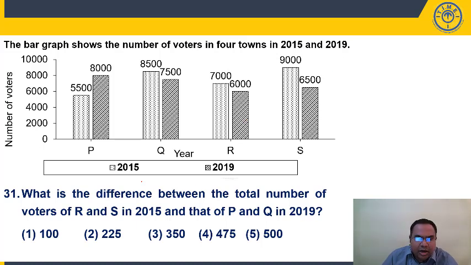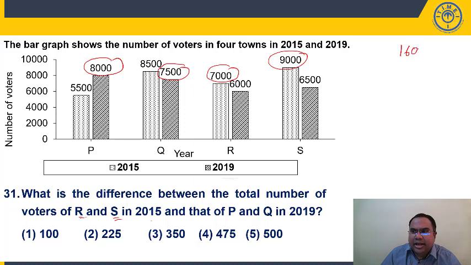What is the difference between the total number of voters of R and S in 2015 and that of P and Q in 2019? Here P is 8,000, Q is 7,500. R and S in 2015, the first bar, are 7,000 and 9,000. So R and S total 16,000. P and Q is 15,500. The difference is 500, present in the fifth option.